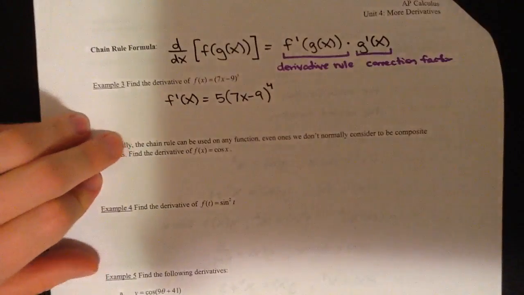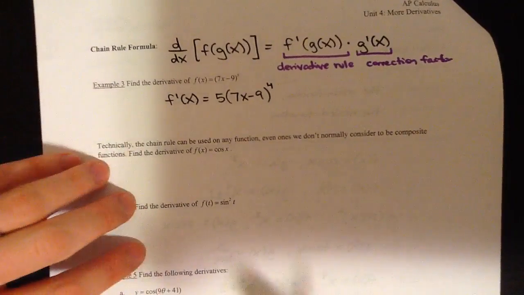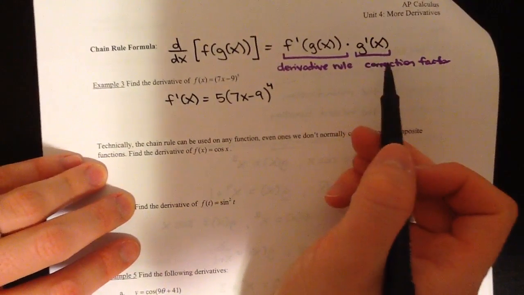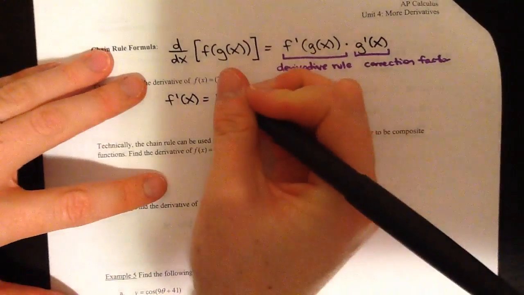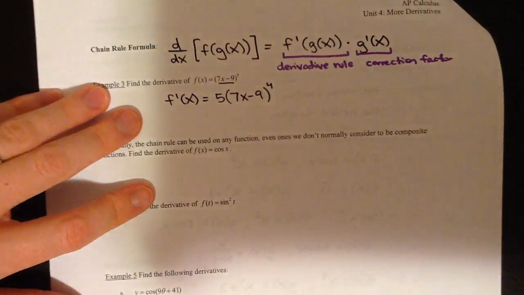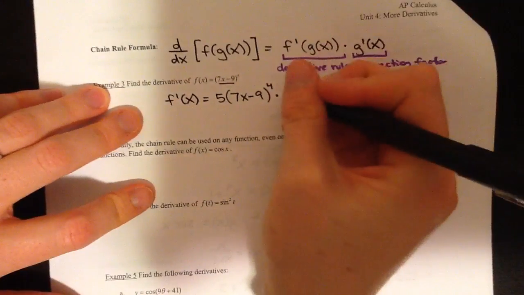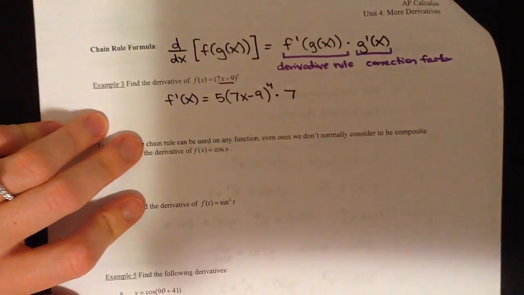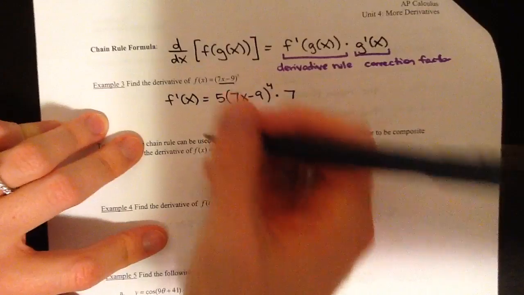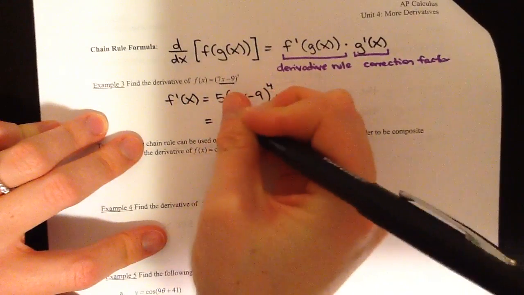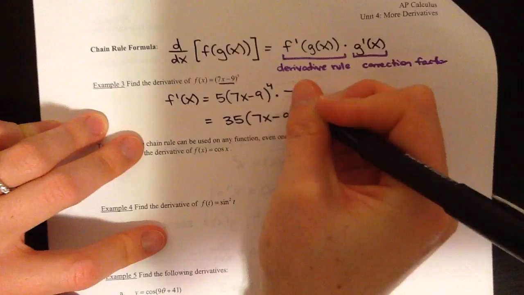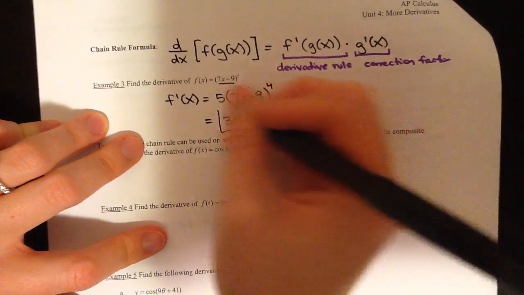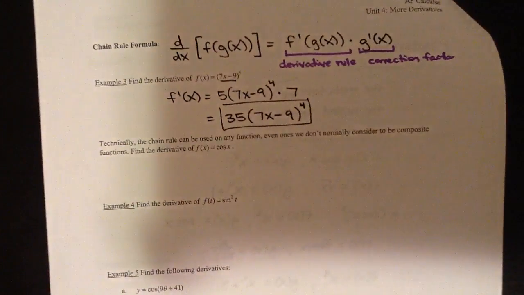And you thought that's all you needed to do. But we know now that we're supposed to have this correction factor, and the correction factor is the derivative of the inside function. So my inside function is 7x minus 9. It's linear, so its derivative is 7. So I multiply by 7, simplify this up, 5 times 7 out front gives me 35, and then times the quantity 7x minus 9 to the 4th. Definitely beats writing that out 5 times and FOILing it.